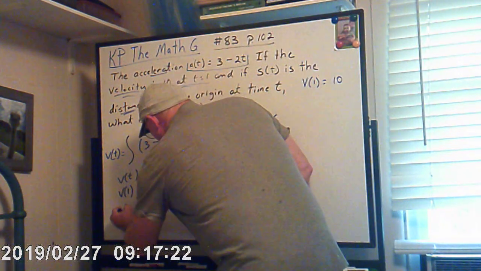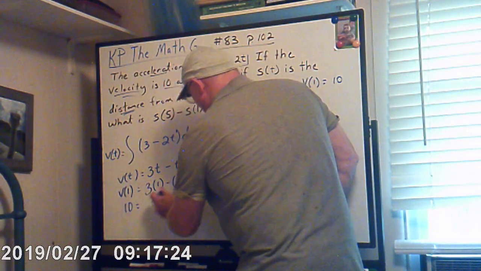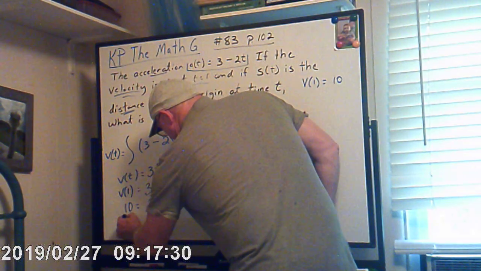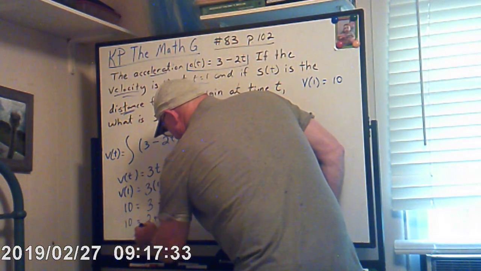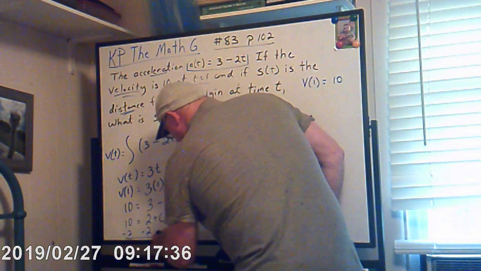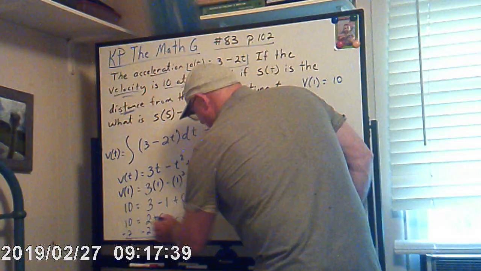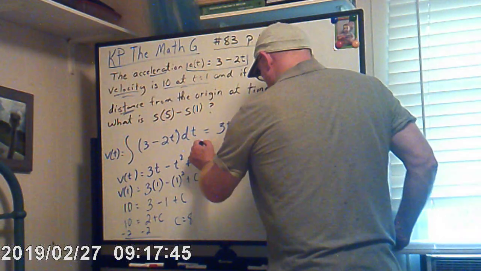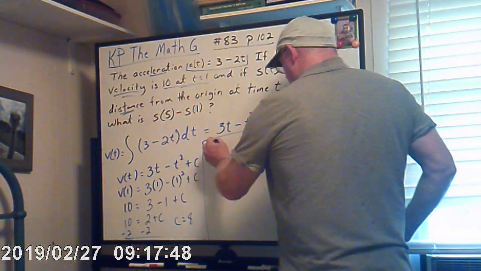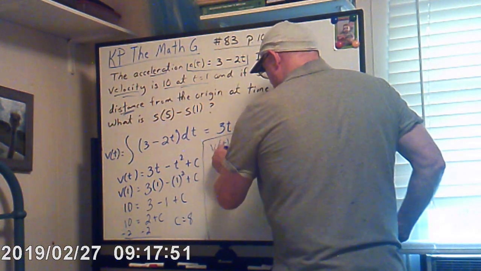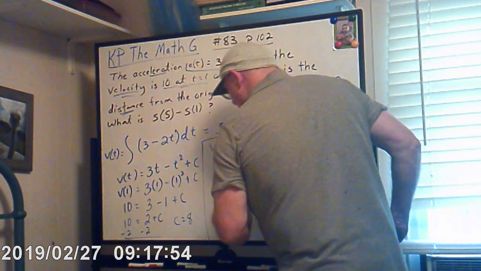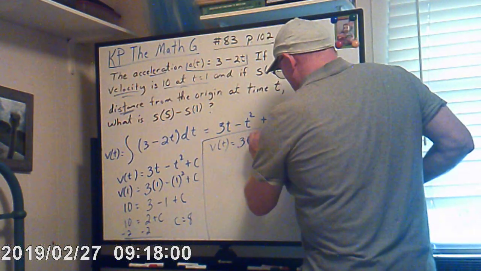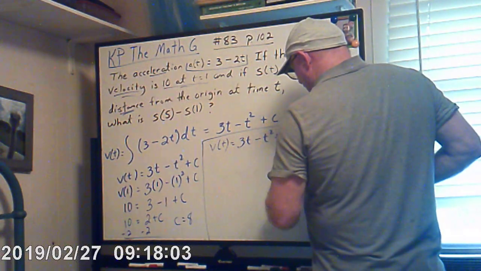V at 1, which is 10, is equal to 3 times 1 is 3, minus 1 plus c. So 10 is equal to 2 plus c. Then I subtract 2 on both sides, and I have c is equal to 10 minus 2 is 8. So up here, I'm going to have v at t, now without the 1 there, is equal to 3t minus t squared plus 8.